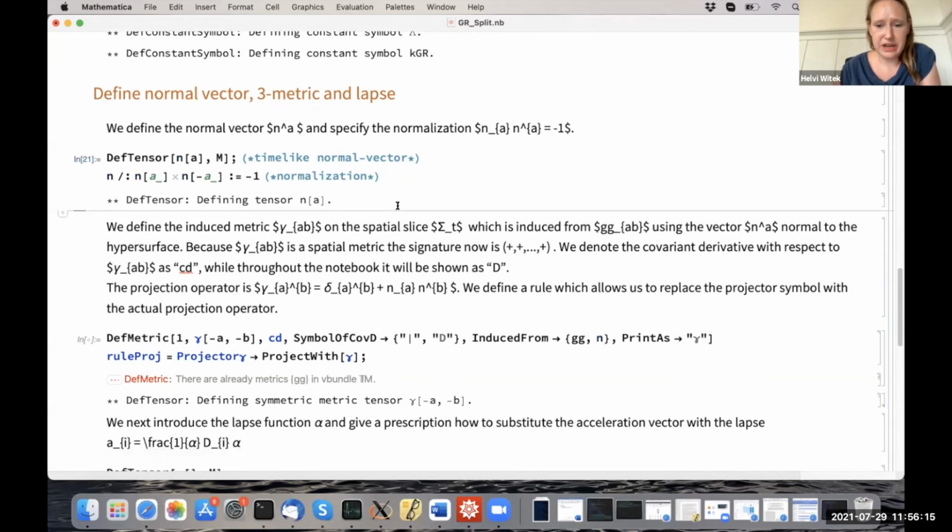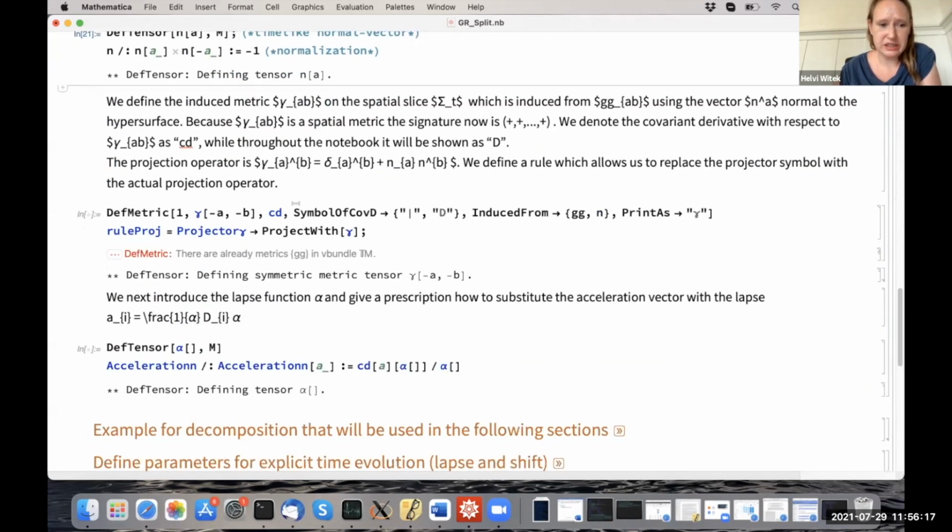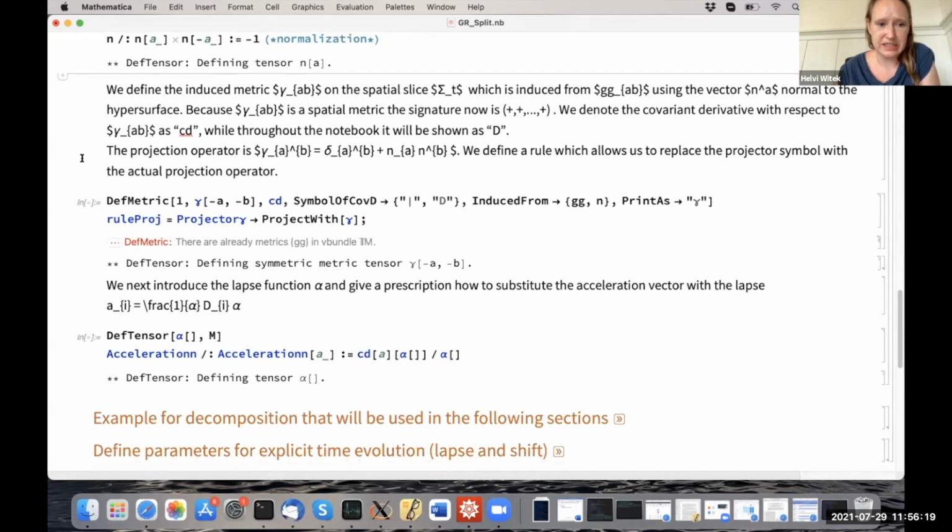And then we define our 3 metric. As I said, it's labeled as gamma. So here the signature is +++. That's how I indicate this here. Name it as gamma AB. The covariant derivative is now called little cd with these symbols.